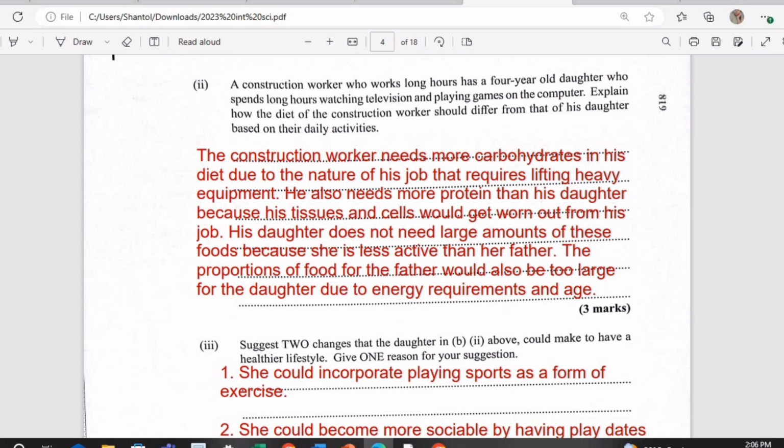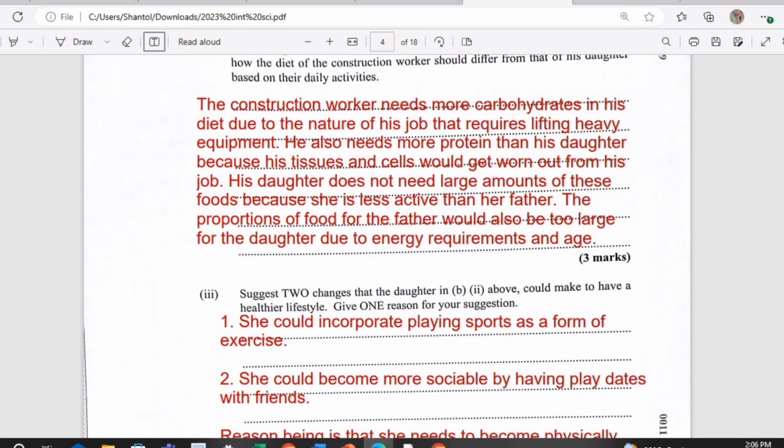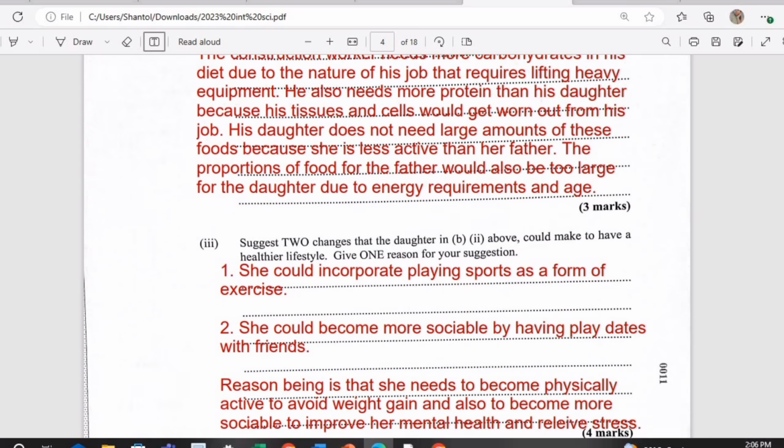So I have for 1 here that she could incorporate playing sports as a form of exercise. And you know me, I'm gonna give you more answers if they are possible, right? So if you don't have that, she could play sport. You could say that she becomes more sociable by having play dates with friends.